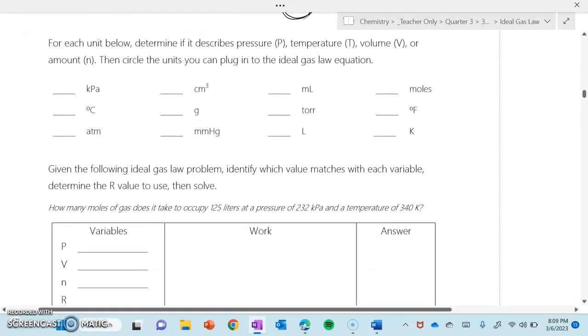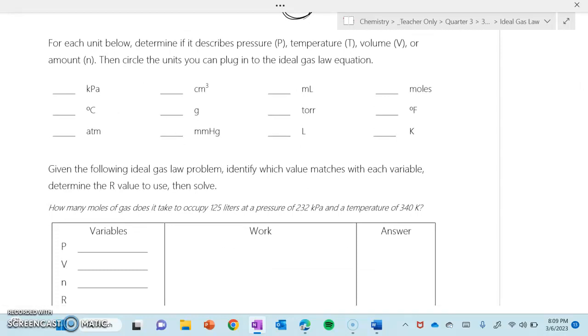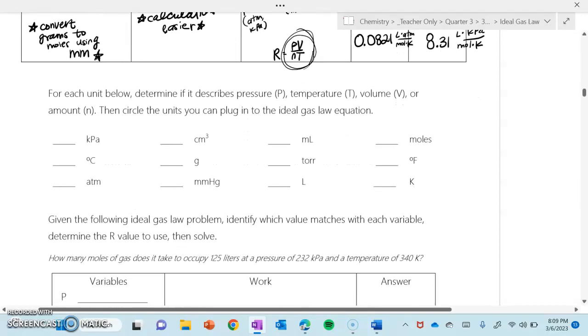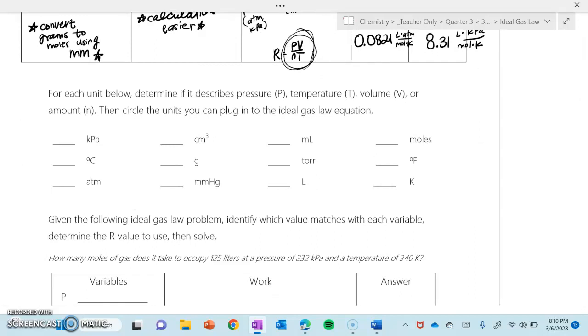All right, so let's look at the examples. First, we have just some unit analysis: determine if it's pressure, temperature, volume, or amount. This looks very similar to something we did in our bell work, I think, but now we have amount as a possibility. Then circle the units you can plug into the ideal gas law equation, because it is picky and can only use certain units. So let's go ahead and do this. You pause, try this on your own, and then start it back up and see if you are correct.